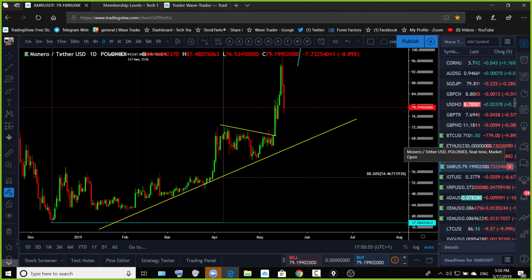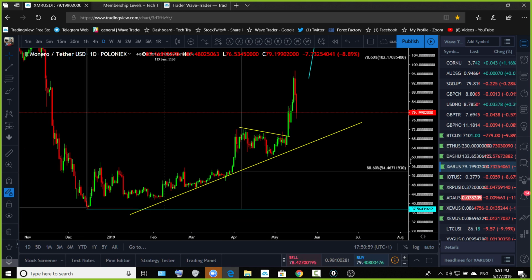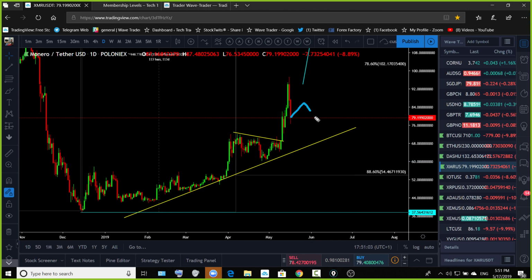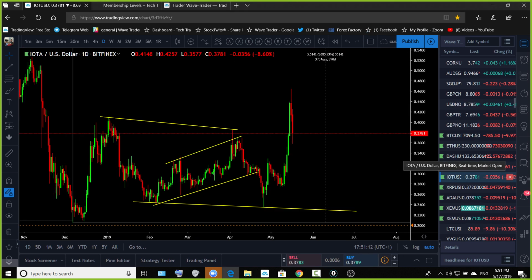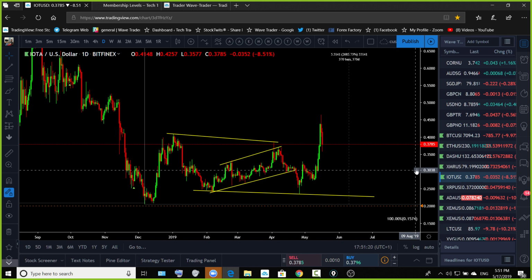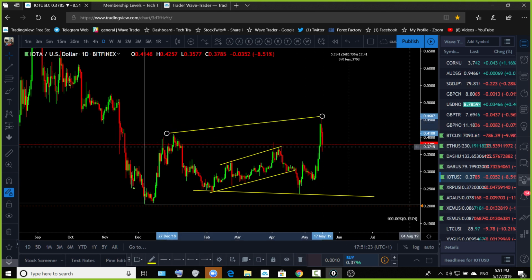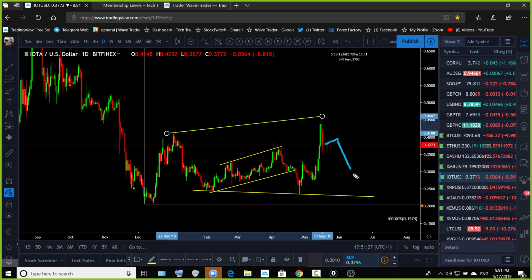All right, so same analysis on Monero. They are behaving in the same way. Correct, go down, form that correction and continue to rise. Okay, so IOTA went up aggressively last week, and it looks like you are having another move down. Correct, test bottom and go back up for longer term.